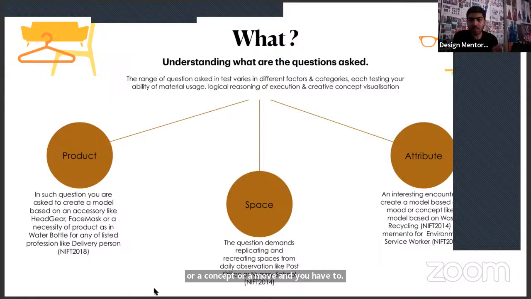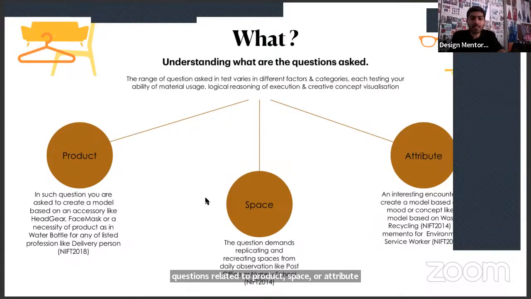For example, it was asked to create a waste recycling model, NIFT 2014, or a memento for environmental service worker in NIFT 2015. So these are the categories in which you will find questions related to product, space, or attribute.